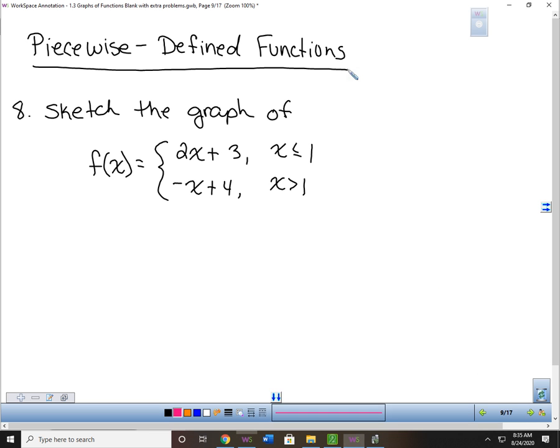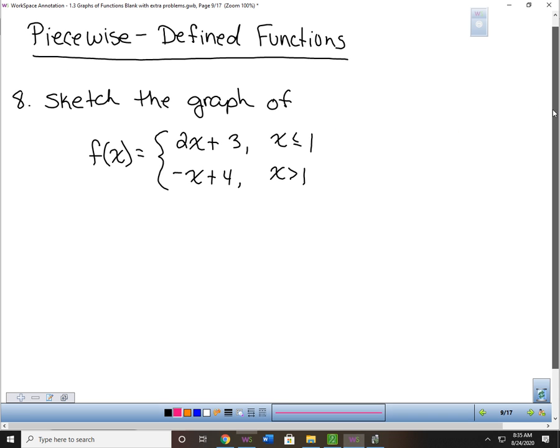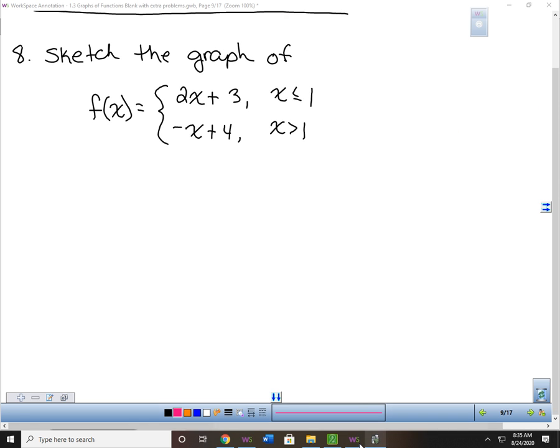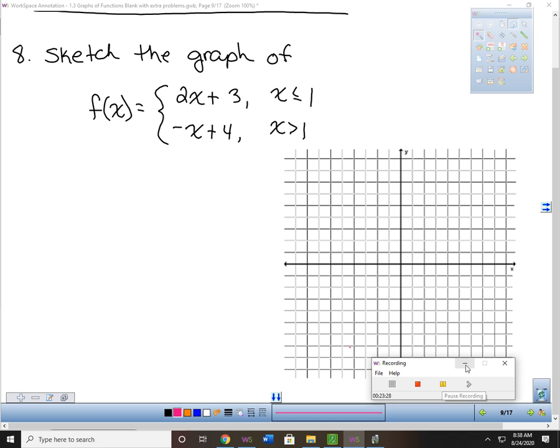All right. So I added these at some point so we can talk about piecewise. So we're supposed to sketch the graph of this. Okay, so it says sketch the graph of this piecewise function. So we have two pieces. So we're just going to focus on one piece at a time. So the first one I'm going to do is 2x plus 3.